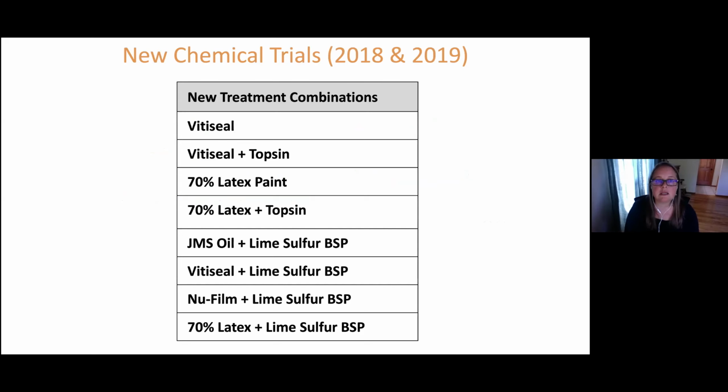So we basically looked at Vitaseal, which is a chemical compound that I'll talk about in a second. But we also did these other treatments where we did Vitaseal with Topsin. We tried 70% latex paint. We were curious whether or not the cracking was because it wasn't thick enough. And then we also did 70% with Topsin. We tried JMS oil with lime sulfur, and then some other options as well, like new film with lime sulfur.